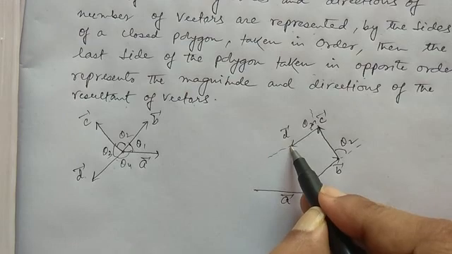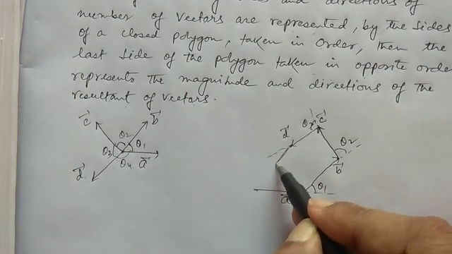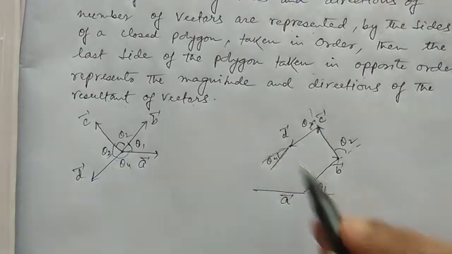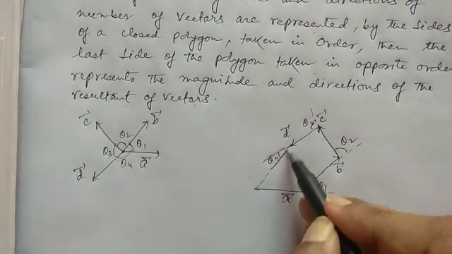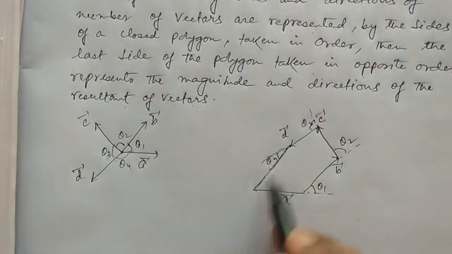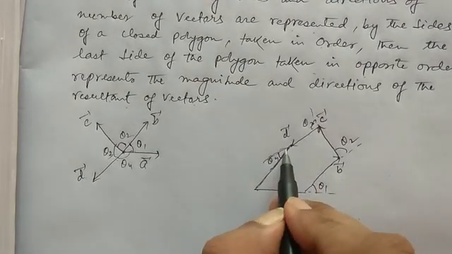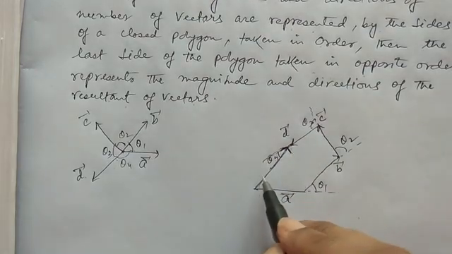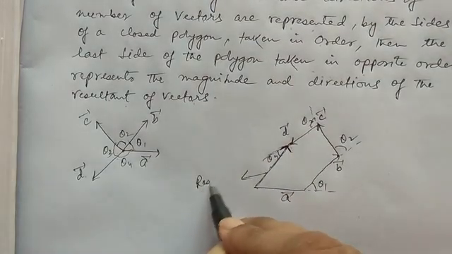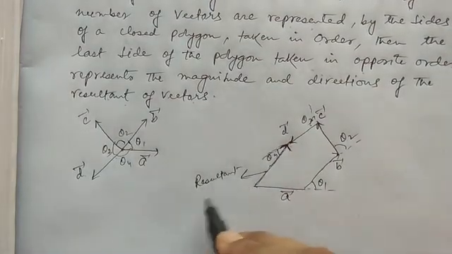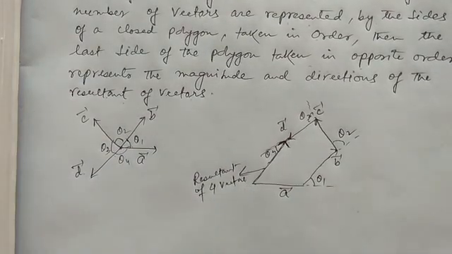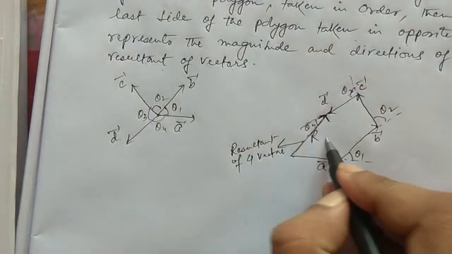Suppose this is D, and this is theta 4. So this closing side will be the resultant of these four vectors, but it has to be taken in the opposite direction. This is the resultant of the four vectors. We name it R.